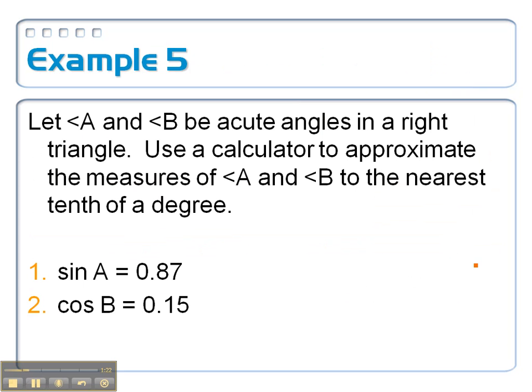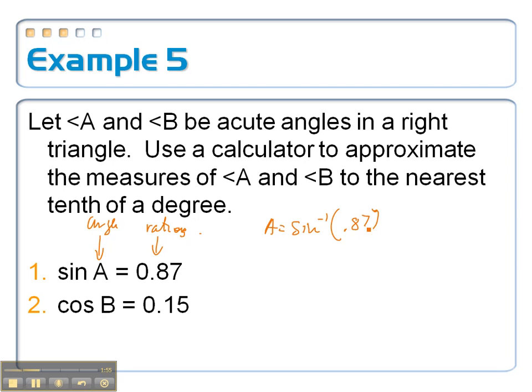So let's try this. I want angle A. Remember, this is the angle, and this is the side ratios. I have the sine of angle A equals 0.87. The way that I solve for A, though, is I go: A, the angle, is equal to the inverse sine of the ratio, and the ratio is 0.87.